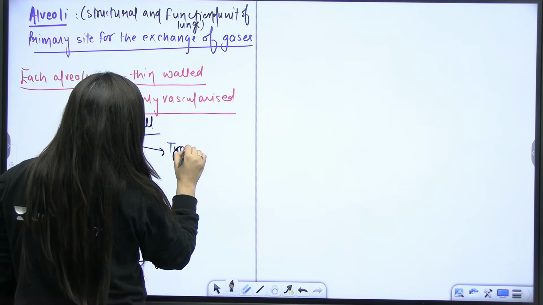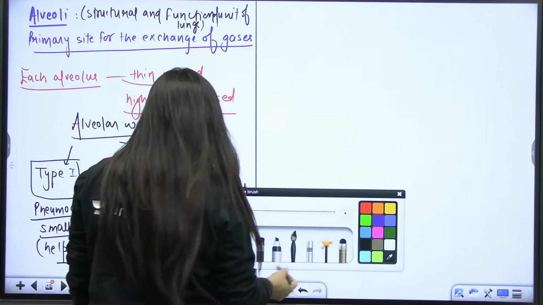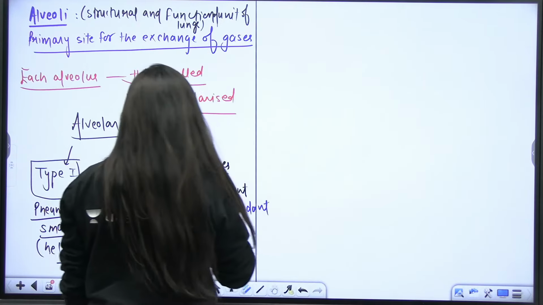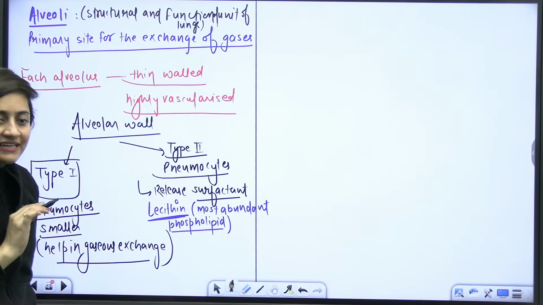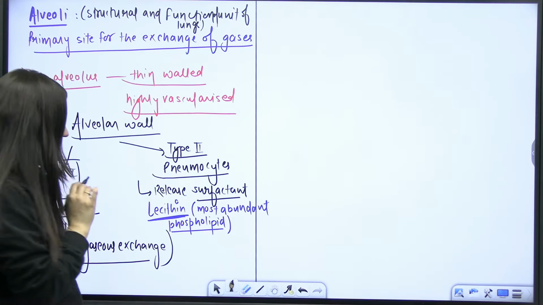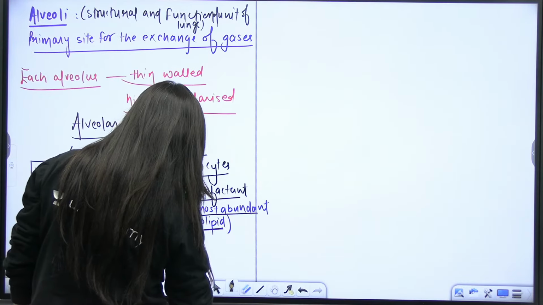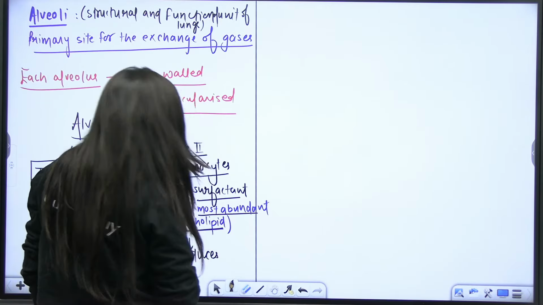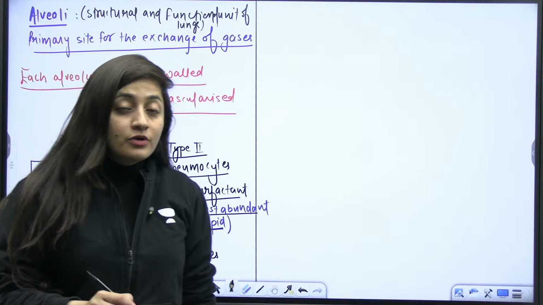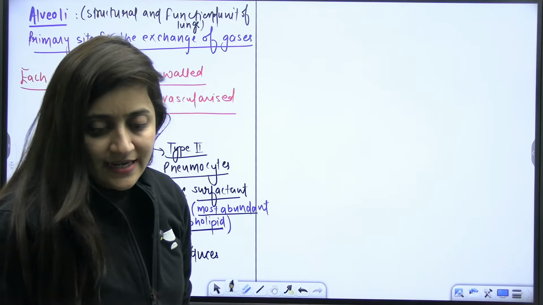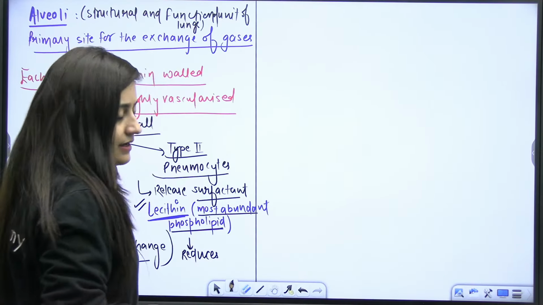So lecithin is the most abundant phospholipid. So what is the point here? Basically, type 2 pneumocytes release the surfactant, which we are calling lecithin. It is the most abundant phospholipid. So it will do what? It reduces surface tension and will protect the alveoli from getting collapsed. Is that clear?